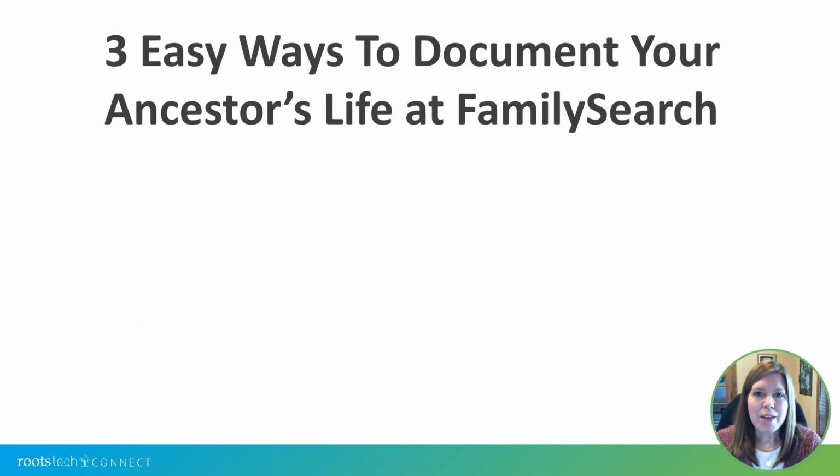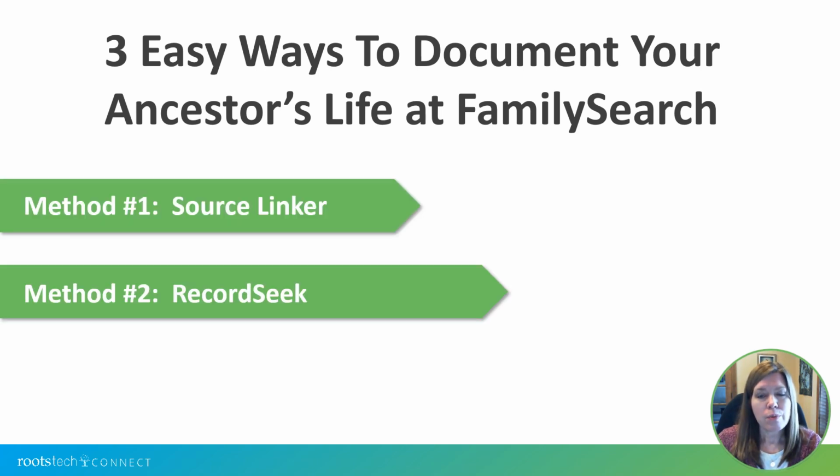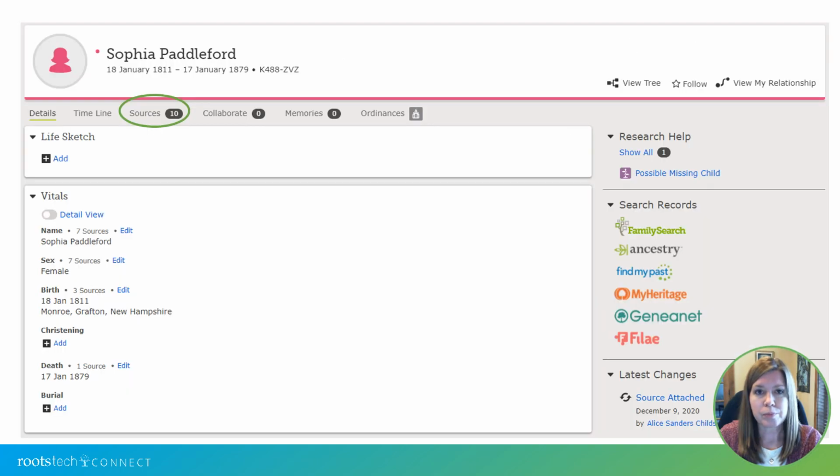We have come to the end of my presentation, and you have now learned 3 different ways to document your ancestors' life at FamilySearch. We have discussed FamilySearch's Source Linker, the RecordSeek browser extension, and how to add sources manually. When I navigate to Sophia's source page at FamilySearch, I can see that she now has 10 sources attached to her profile. When we began, she had only 1.